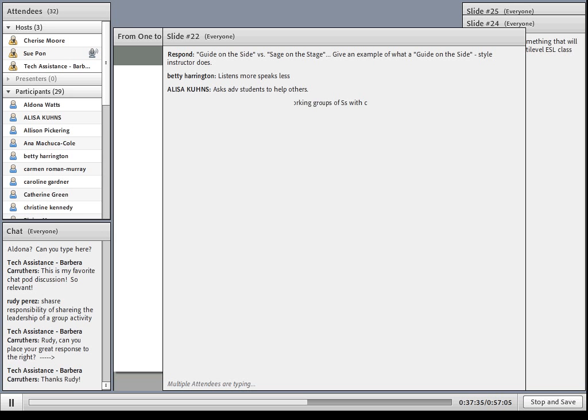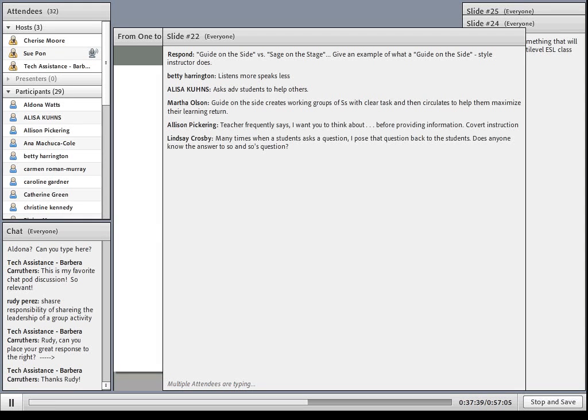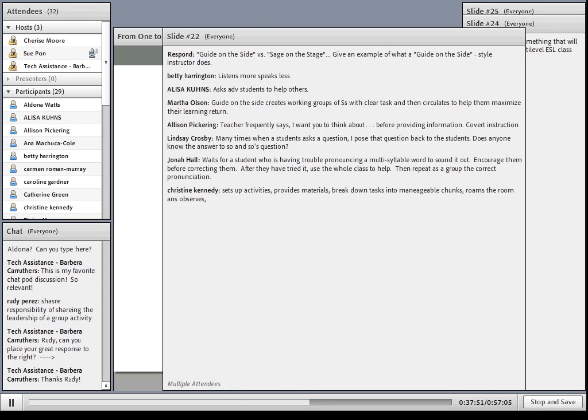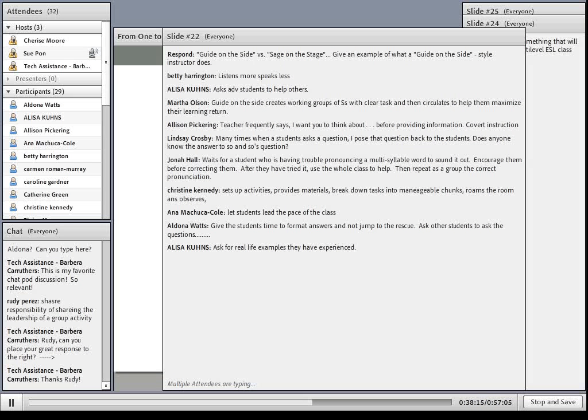Betty says that the instructor listens more and speaks less. Advanced students helping others, creating work groups. And in creating work groups, we need to provide guidelines like clear tasks, and of course circulating. Thank you, Martha. Allison gives us some phrases to use: I want you to think about before you provide information. And Lindsay, when a student asks a question, asking the students, does anyone know the answer? And Jonah, yes, we need to give our students time to work it out for themselves rather than us jumping in and quote-unquote fixing it. Thank you.